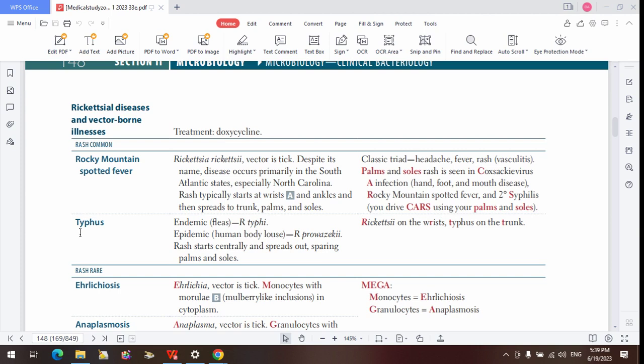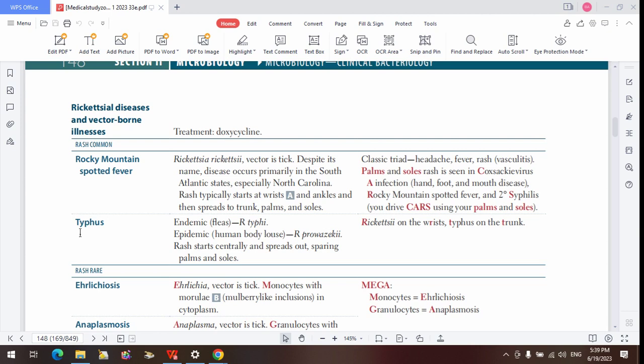They are separated because the nature of the rash differs. So the typhus have a common presentation. It's just the organism causing them that varies. If you are looking at endemic typhus, that is the Rickettsia typhi, transmitted by the fleas. When we are looking at epidemic typhus, that's the Rickettsia prowazekii, transmitted by the human body louse.